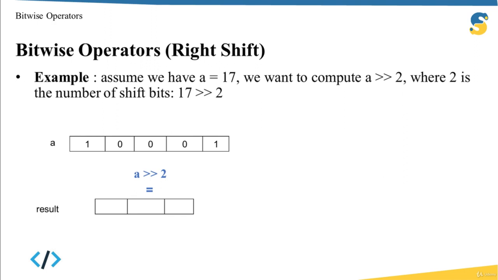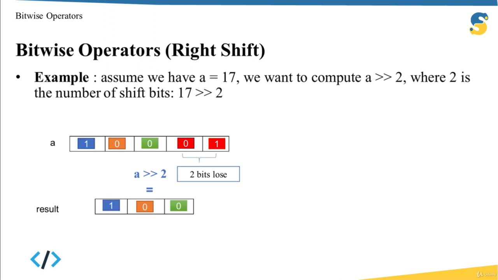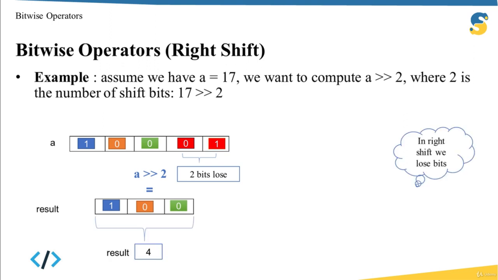Because I want to do right shift for 2 bits, you can imagine that I will lose, or throw, these 2 bits from the number, and I will take the remaining bits exactly without any change. And as you see, this is my result. I will convert the result back to the integer value and I will get 4 as you see here. So we can conclude that in right shift we lose some bits. So that's all about how these operators work.